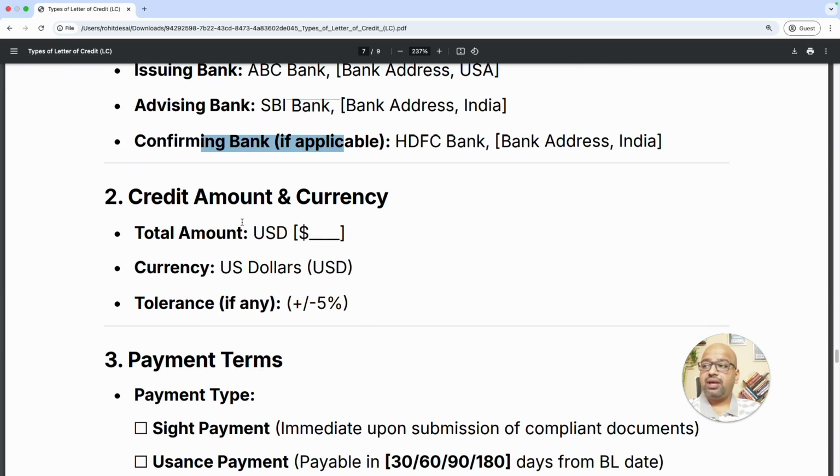Okay. Credit amount and currency, that has to be mentioned: in what currency, what's the amount. Tolerance is not something I accept, but normally you have options to do plus or minus. If your volumes are not so stable or the prices are fluctuating, that is something you can manage here, but 5% is risky, so I don't really recommend it. Do not keep any tolerance in your payments.